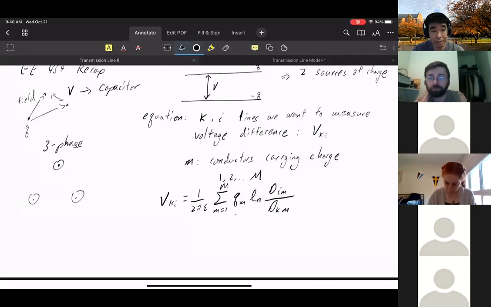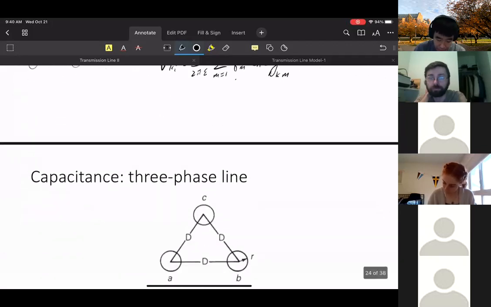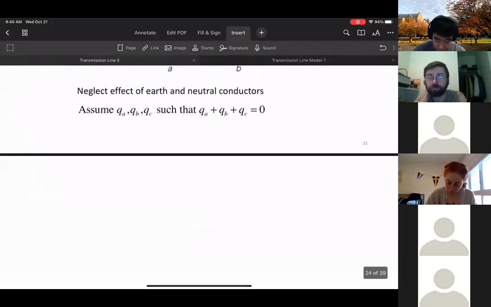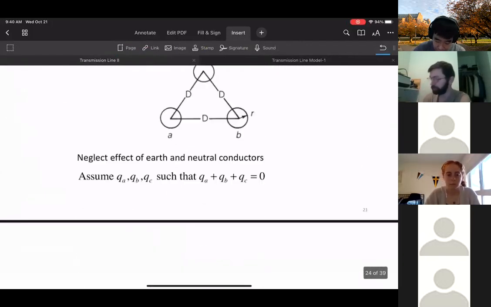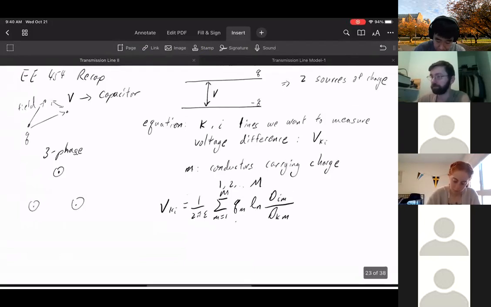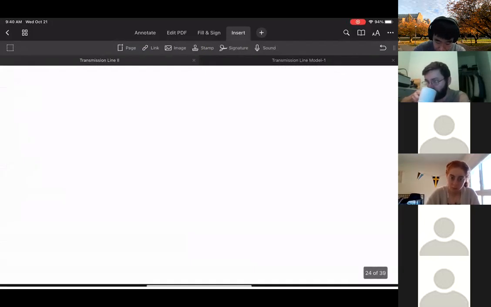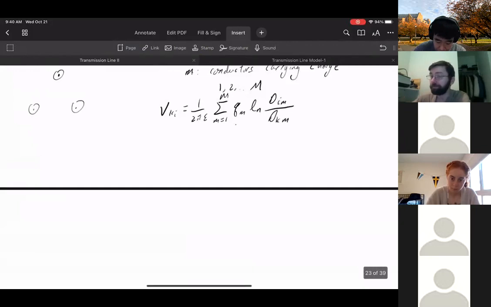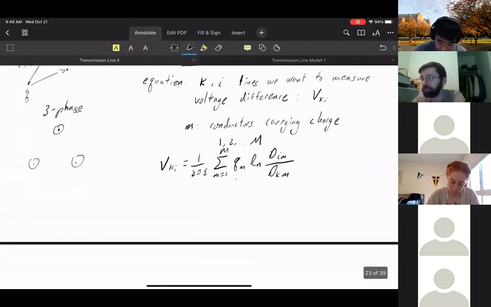The way to use this equation is to figure out what the right numbers are to plug into it. So let's look at the two-wire, single-phase two-wire setup again, just as a review, to see what the right values are. Never mind, this is the wrong sign. All right, so let's look at this situation again.